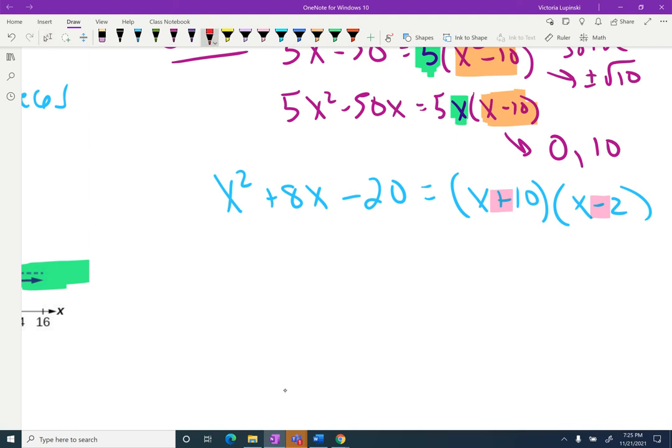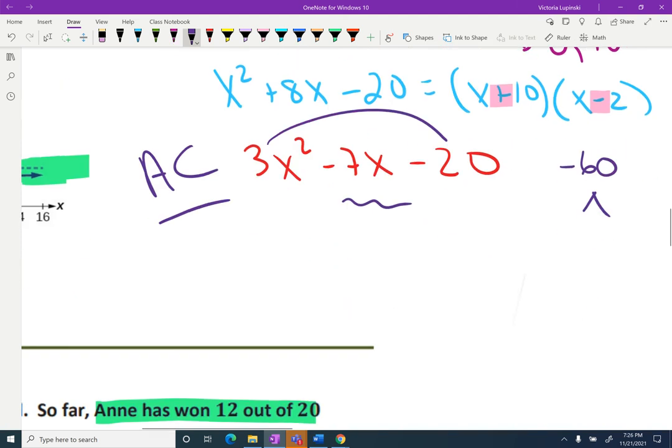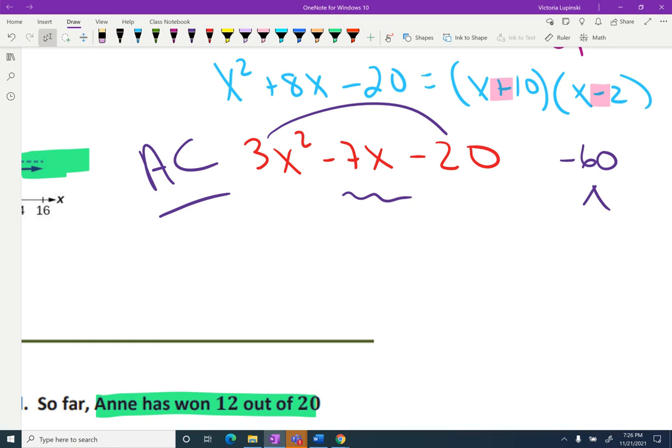And then for tomorrow, really the hardest that you have to be able to do for factoring would be something like 3x squared minus 7x minus 20. So this would, of course, involve the AC method or whatever method you've been utilizing. The AC method means multiply the first and the last, which would be negative 60. You would then need two numbers that multiply to be negative 60 and add up to be negative 7.